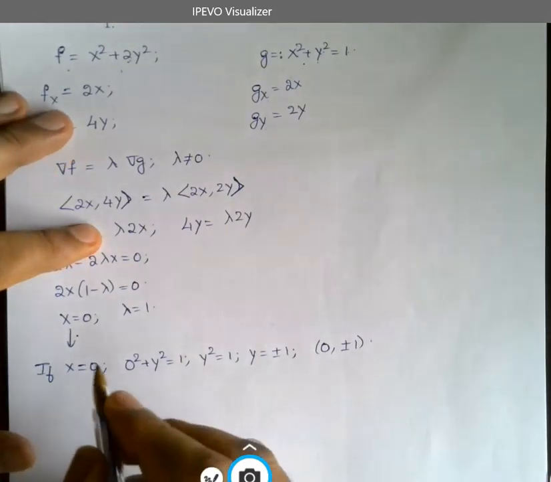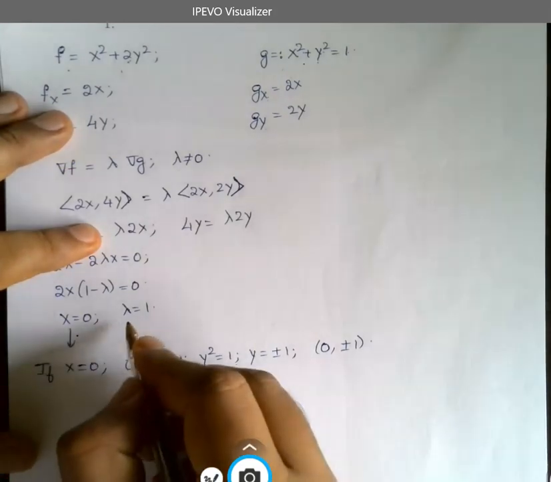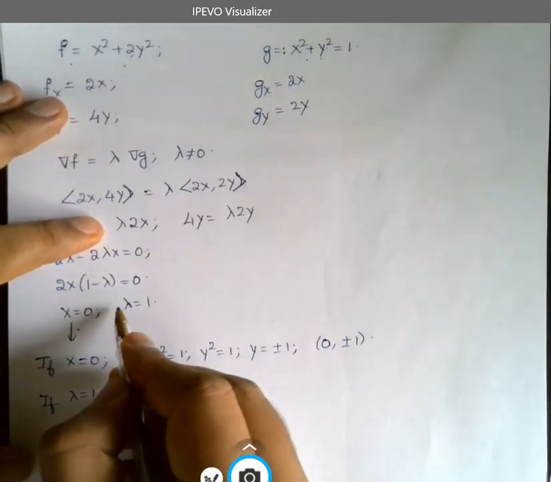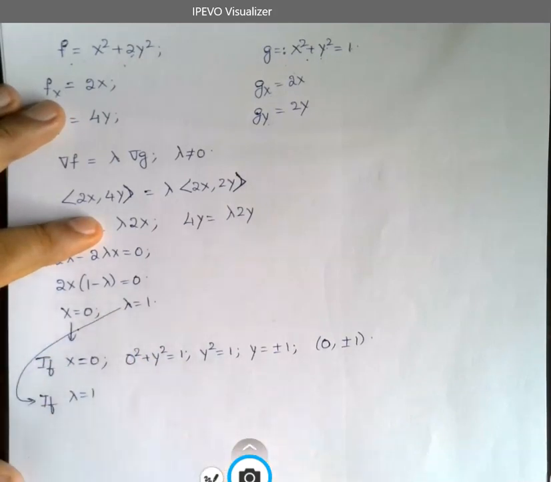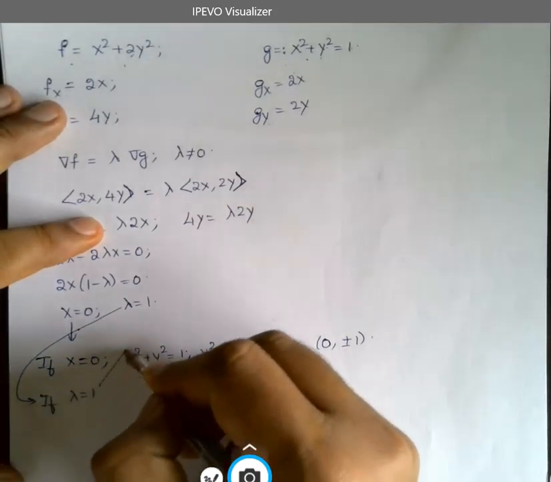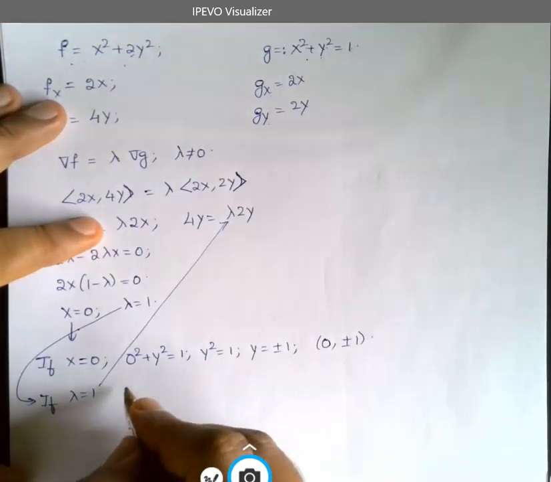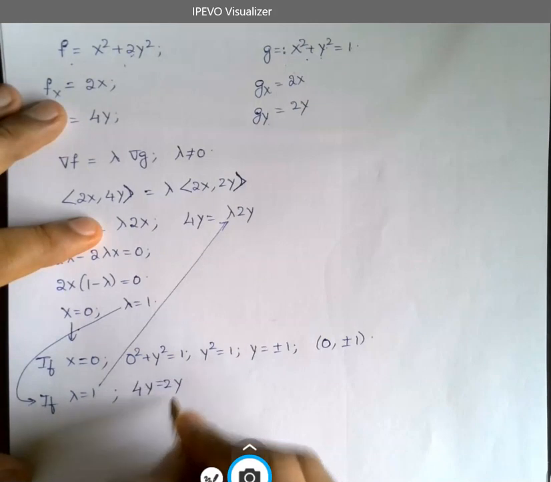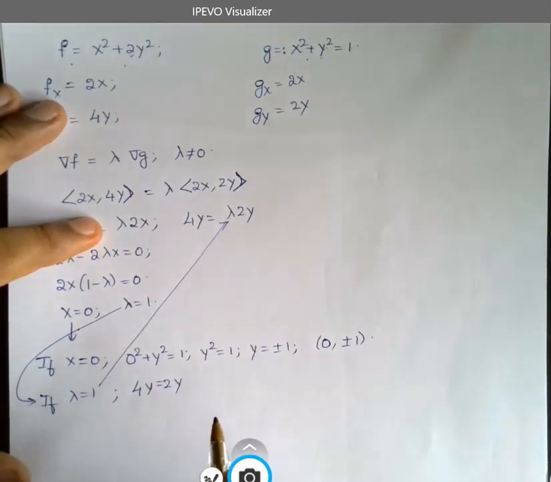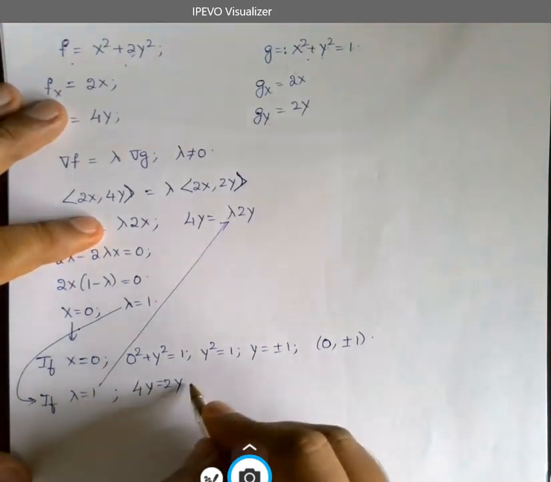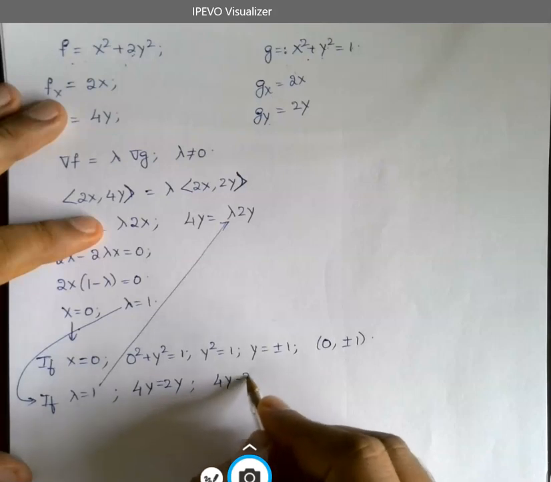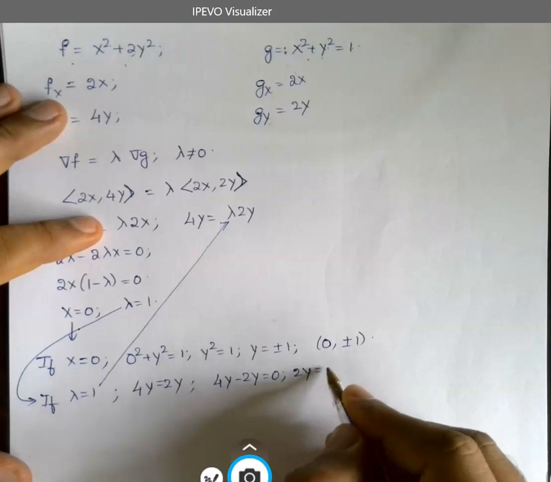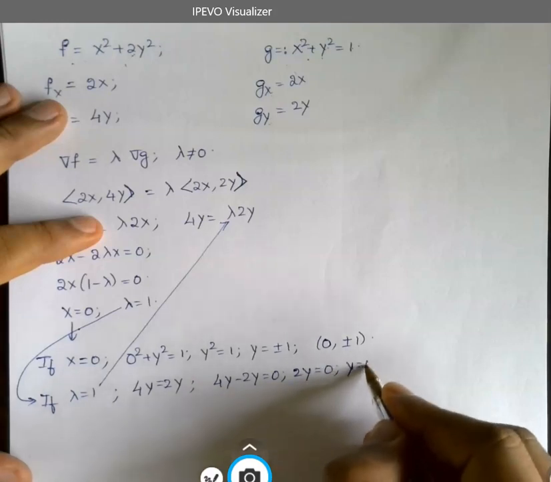Now if you set lambda equals 1, then what happens? Here, if lambda equals 1, you get 4y equals 2y. Please don't cancel out the y's and say 4 equals 2. That's wrong. Instead, 4y minus 2y equals 0, which means 2y equals 0, which means y equals 0.